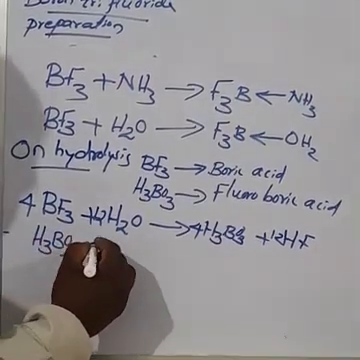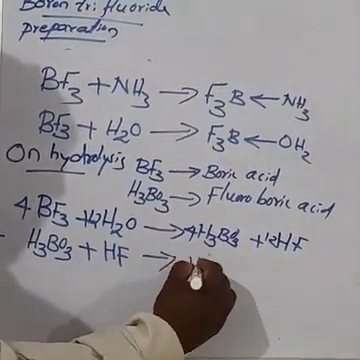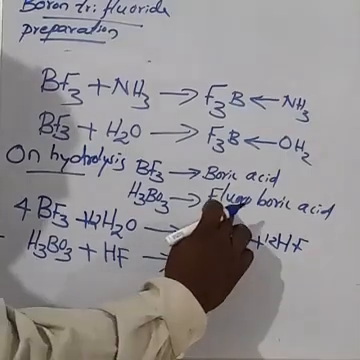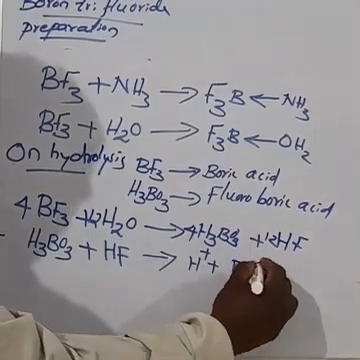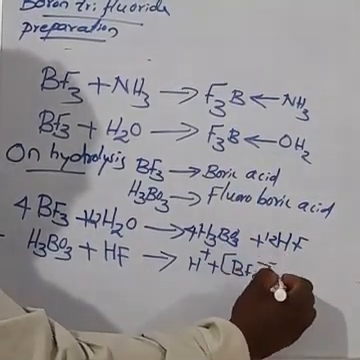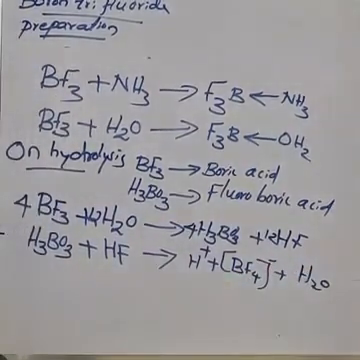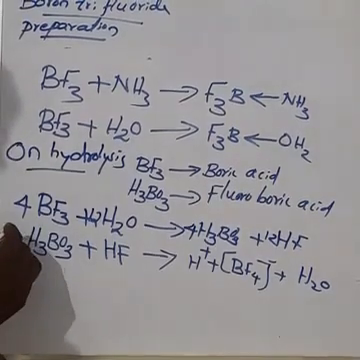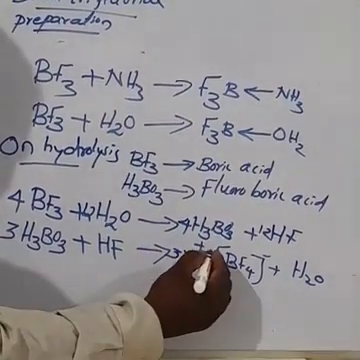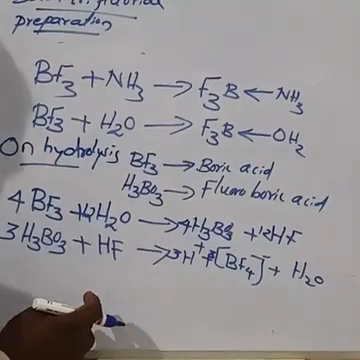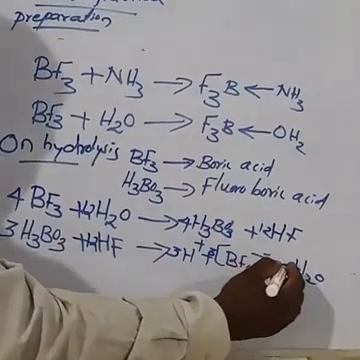Then about boric acid, H3BO3, boric acid, on reaction with hydrogen fluoride, we get H plus ions and also fluoroboric acid, BF4 minus, plus water. Balance the equation, make it 3 here. So here also 3H plus and 3 fluoroboric acid, and also here 12 hydrogen fluoride, here also 9.